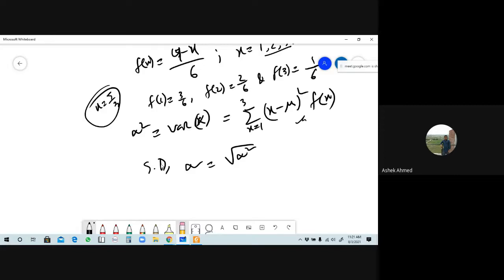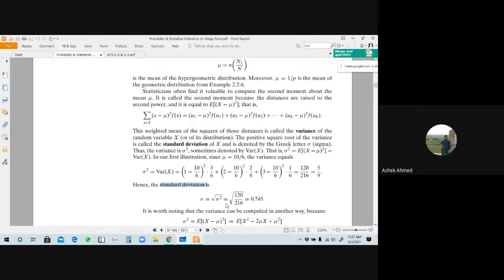Is it right? Respond to me. Yes, sir. Okay, thank you. So the variance is 5 by 9, and the standard deviation will be root over 5 by 9. So the result will be this.